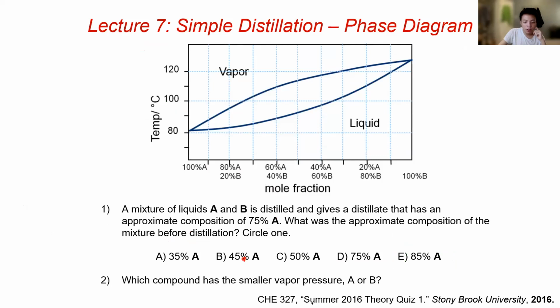And this is a question that can be helpful, which is from the summer 2016 exam. I found it on Course Hero. So we have a mixture of A and B distilled that gives a split with an approximate composition of 75% A. So 75% A, right here. What was the approximate composition of the mixture before distillation?